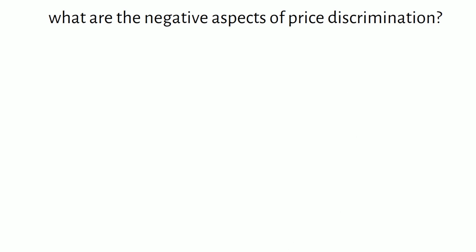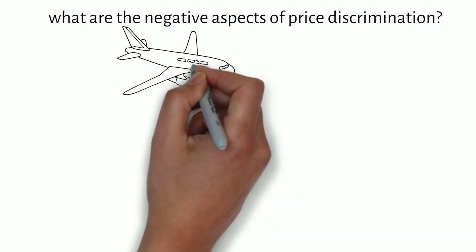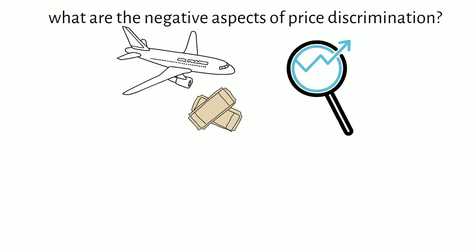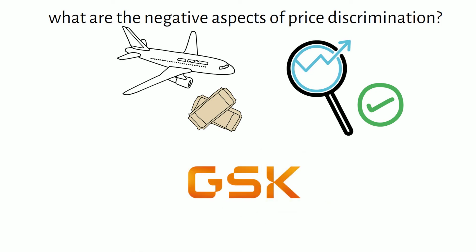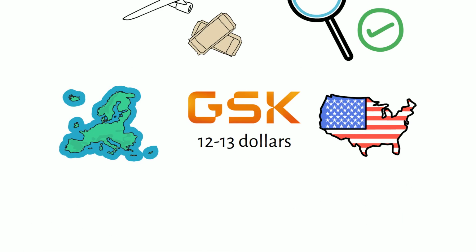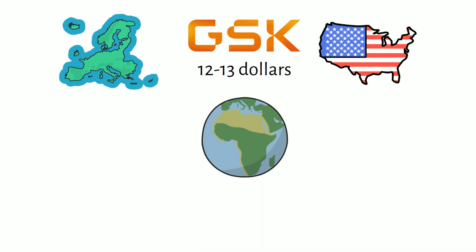So, what are the negative aspects of price discrimination? For example, the high price of plane tickets at certain times may be expensive for a group of people buying at that time. It should be noted that price discrimination can be beneficial for the general economy and welfare if applied within certain norms. A pharmaceutical company called GSK sells the drug Combivir for about $12 to $13 in Europe and America, while in Africa this figure was much lower, namely 50 cents. Such pricing was clear price discrimination.